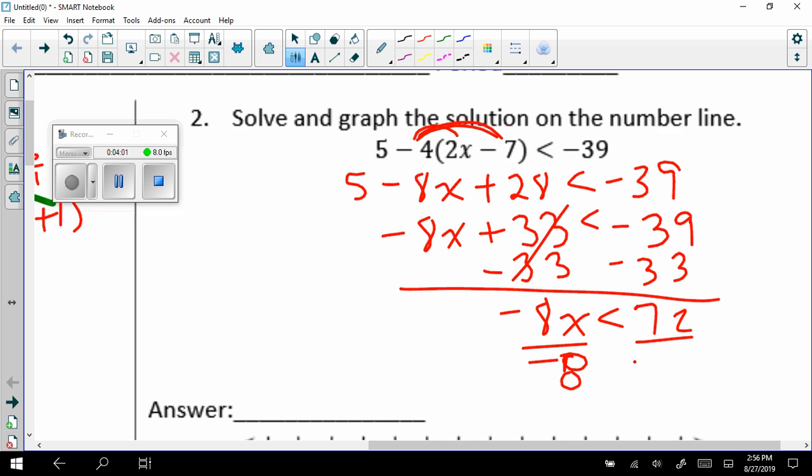Pen doesn't want to work for me today. So I'm going to get x is greater than negative 9. Right there, bells and whistles should have gone off in your head. I divided by a negative, so I need to change my inequality. Remember, I only do that when I multiply or divide by a negative. So my answer here is x is greater than negative 9.